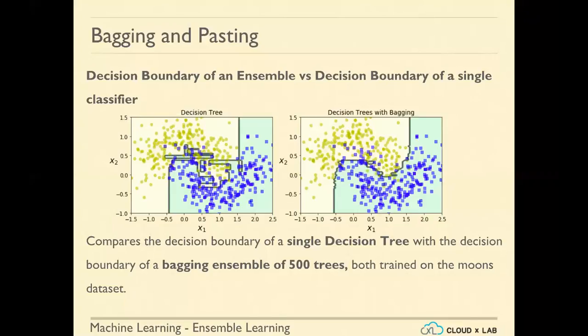Great. So a couple of things that we learned. One is that pasting is useful when the data is limited. Bagging is a general strategy, which we use often.